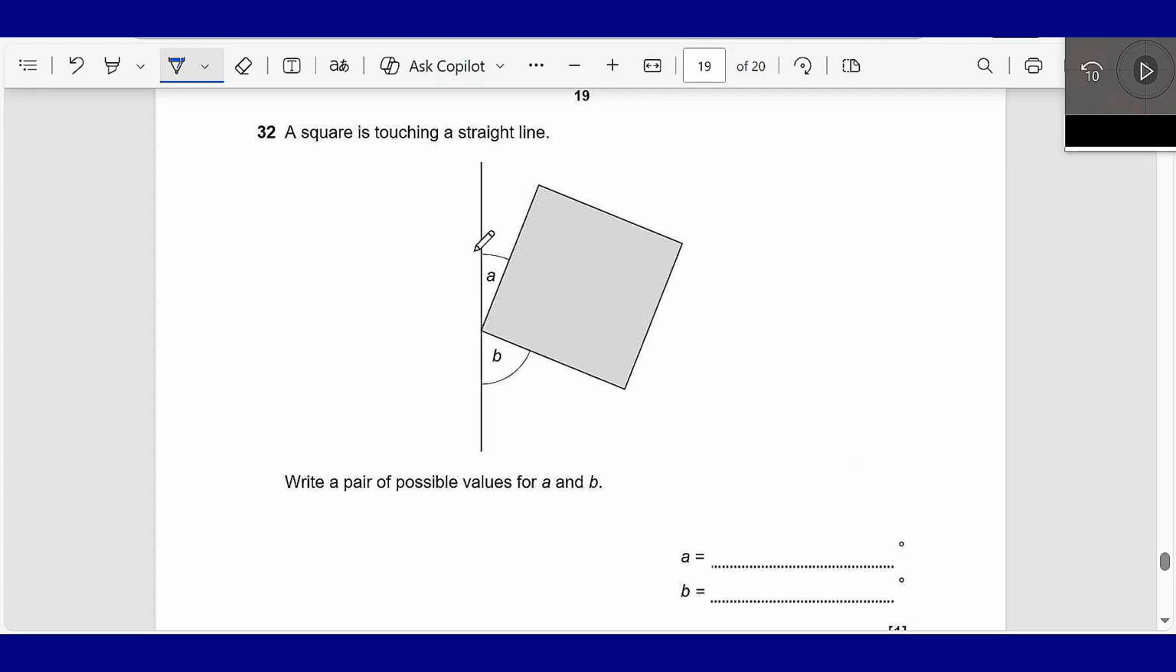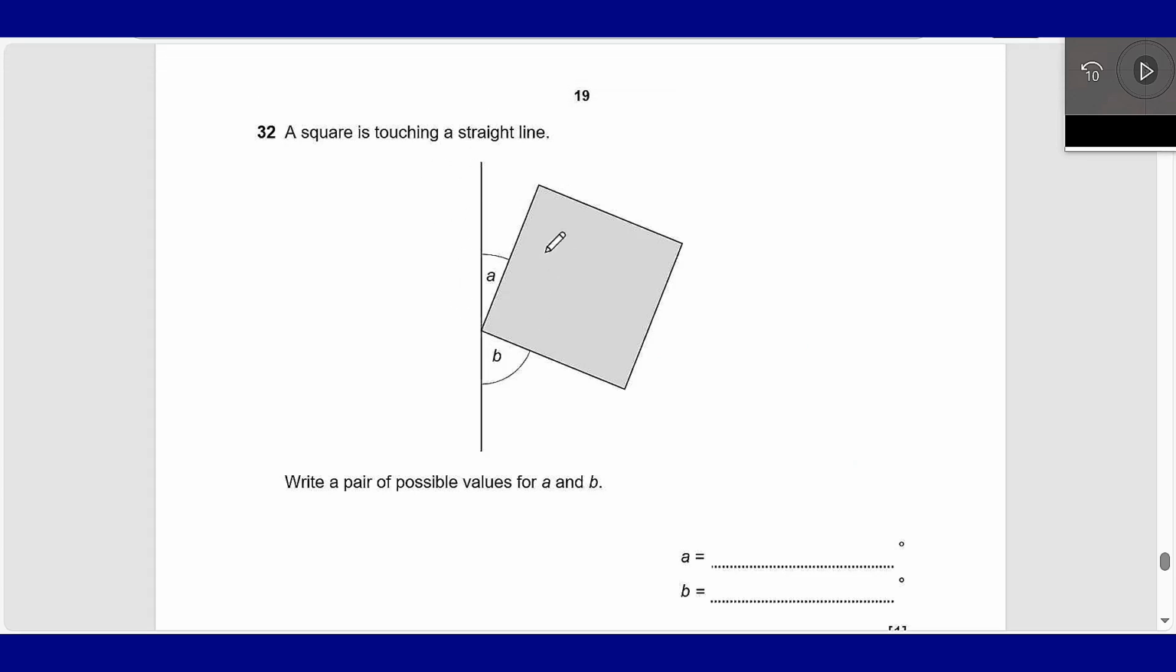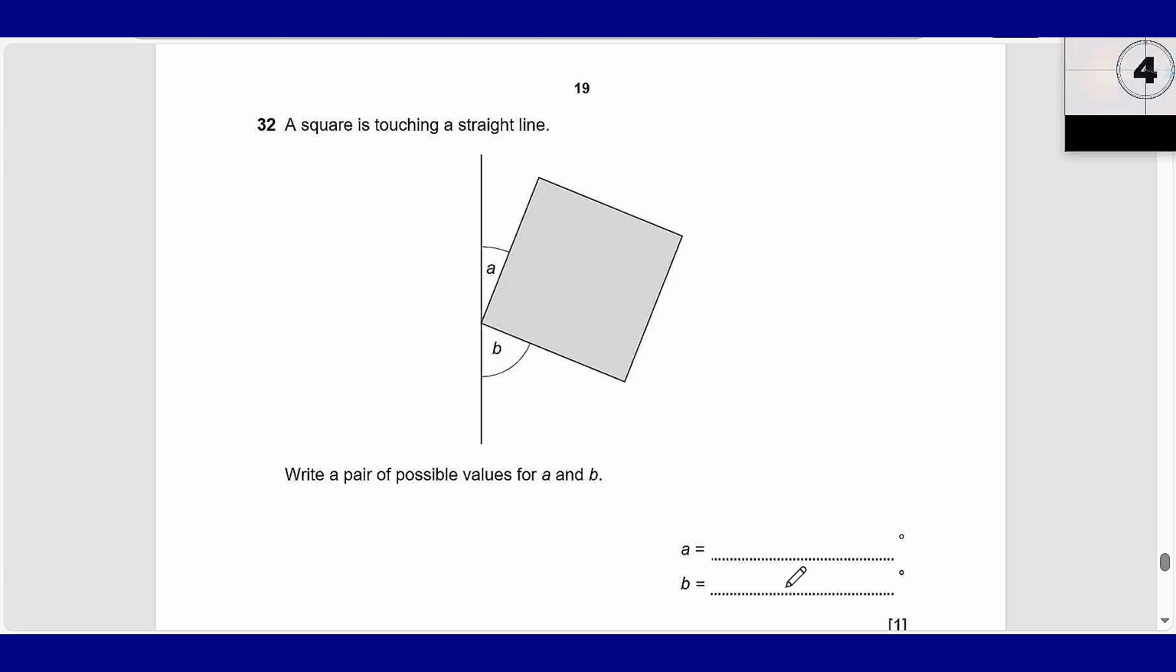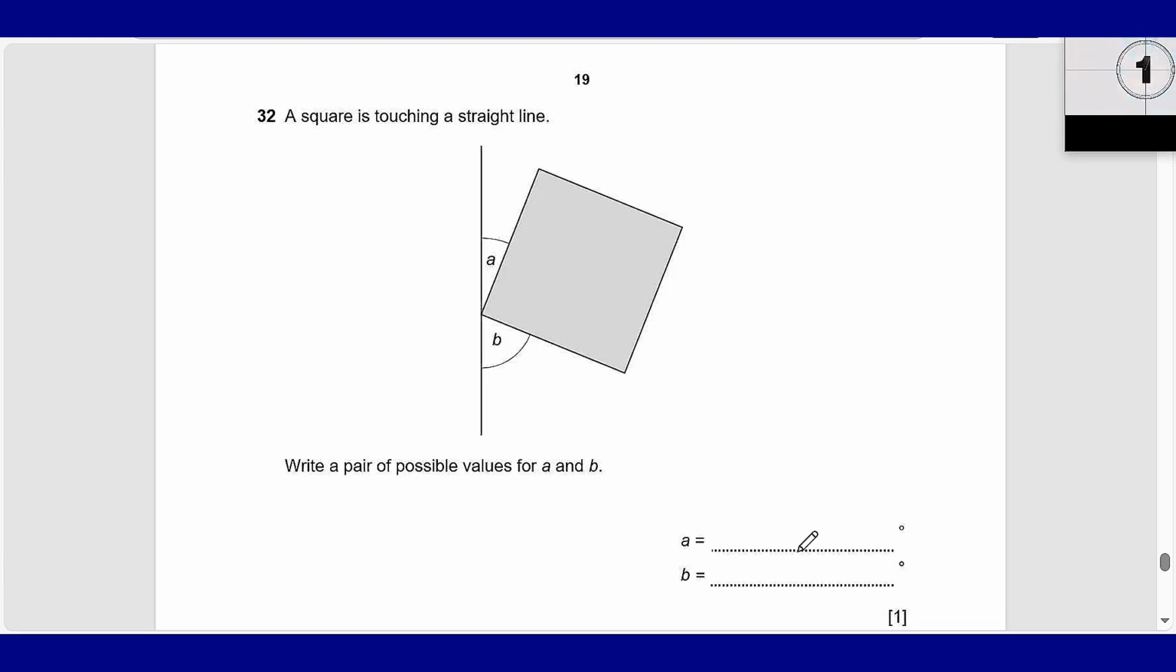Let's move on. Okay guys, 32. A square is touching a straight line here. Write a pair of possible values for A and B. Timer. Okay, the answer for this may vary, so as long as you get this A and B equals to 90, that will be correct. So I just take 30 because A is smaller and B is 60. You may also write 25 or 65.